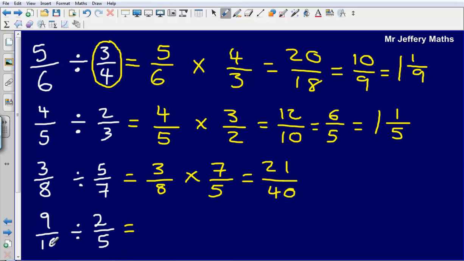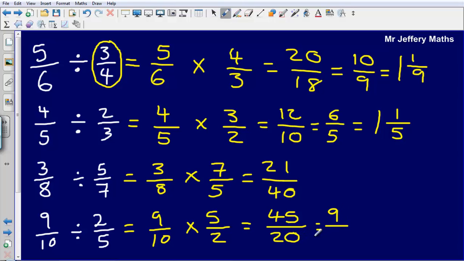Okay, so next one, we've got 9/10 divided by 2/5. So that means that we've got 9/10 multiplied by 5/2. And so 9 times by 5 gives me 45. And then 10 multiplied by 2 gives me 20. This will simplify. 5 fits into both of these, so that gives me 9/4. And then turning that into a mixed number, I can say that that is 2 1/4. So how many 4s fit into 9? 2 with a remainder of 1.